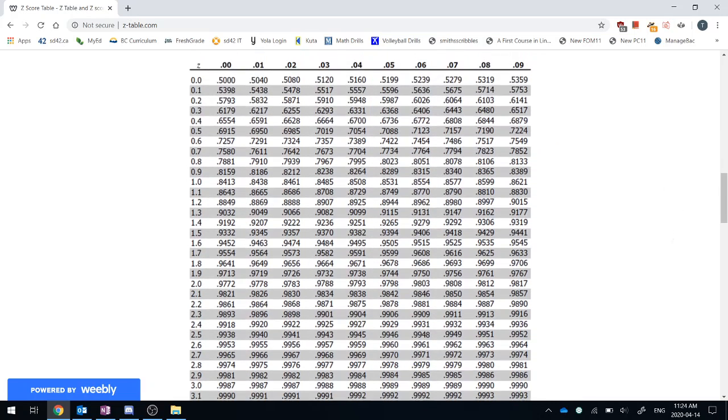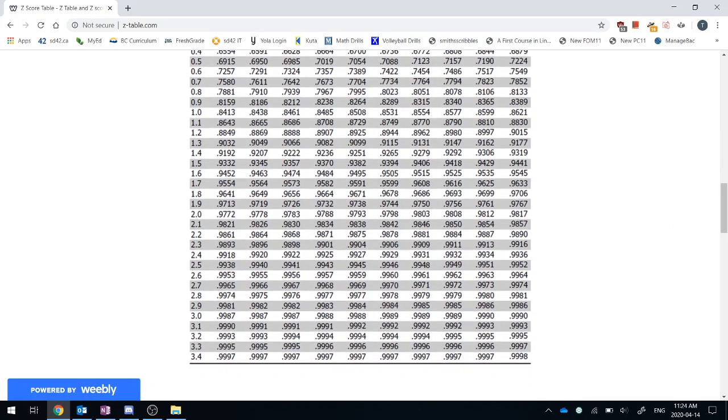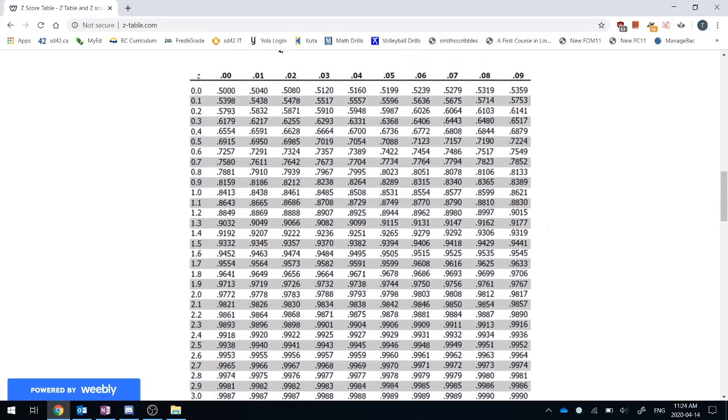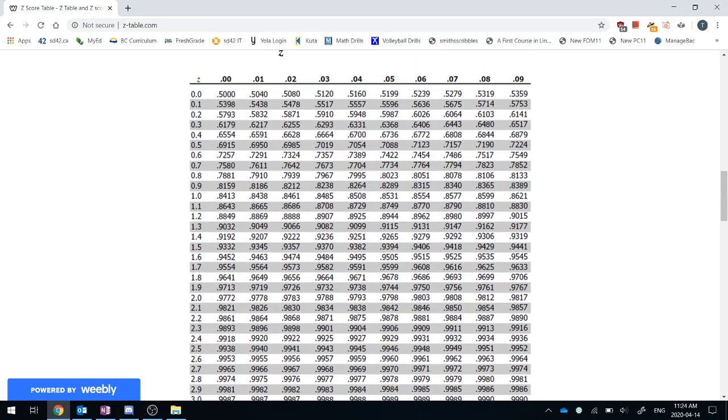So we're looking for 2.15. The first two numbers are 2.1, so we're going to be looking at this row. And 2.15, so this is 2.15. So we're going to come down here, and boom, this is going to be our answer. That's going to be 0.9842.